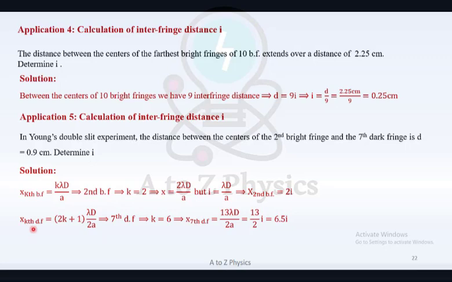And you should notice that x of the kth dark fringe equal to (2k plus 1) lambda D over 2a, and the seventh dark fringe is of order k equal 6, so x of the seventh dark fringe equal 13 lambda D over 2a, so it is equal to 13 over 2 i, equal to 6.5i. d is equal to x of the seventh dark fringe minus x of the second bright fringe equal to 6.5i minus 2i equal to 4.5i, and then i equal to d over 4.5 equals 0.9 over 4.5, so i equals 0.2 centimeters.